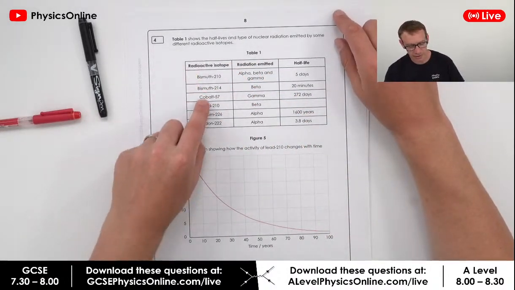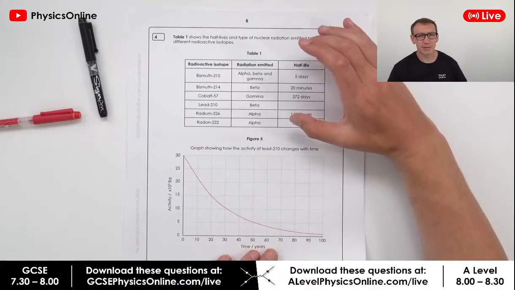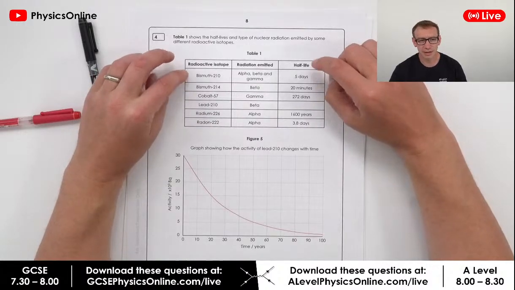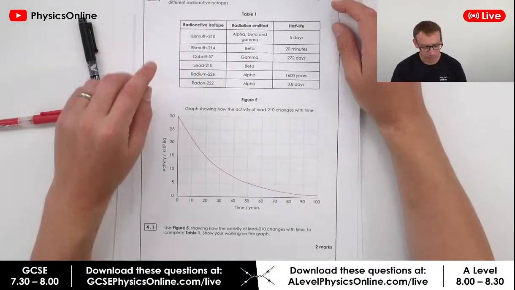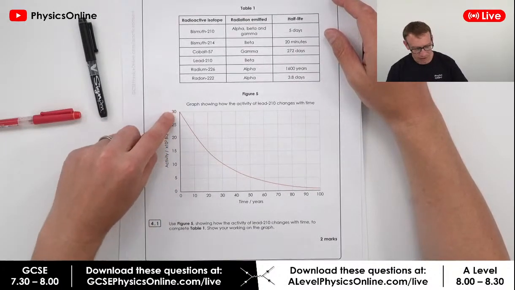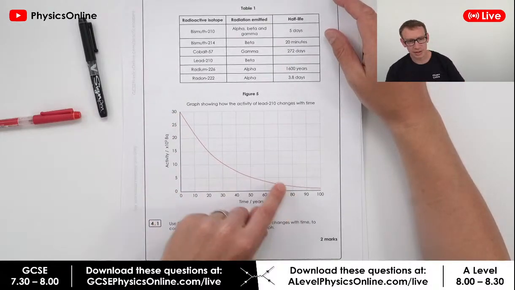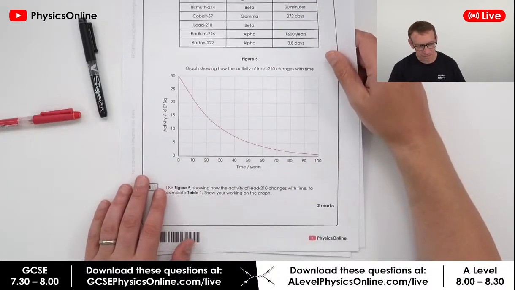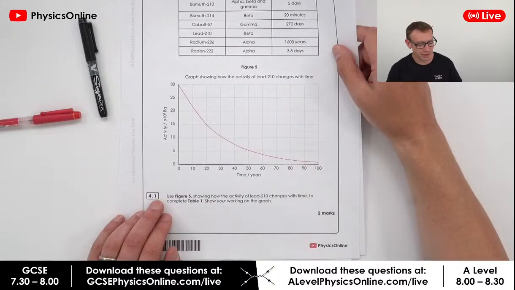Okay, so here we've got a table, and it has different radioactive isotopes, the radiation emitted and the half-life. Now, none of this is information that you have to remember. You don't have to recall the half-lives of particular things, but these are just some of the common ones that could come up in the exam. Now, here we've got a graph showing the activity times 10 to the 3 becquerels, going 0 up to 30. And as we see the time going along in years, we can see how the activity of that sample decreases.